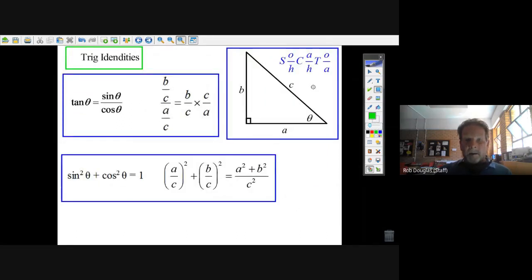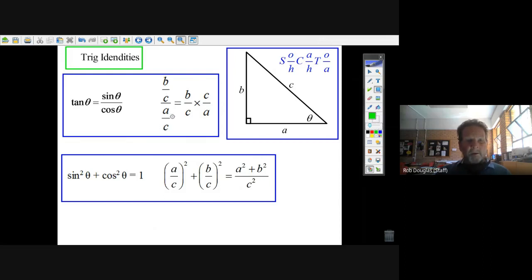If you take a triangle ABC and put an angle down there and call it theta, and you think of SOHCAHTOA, sine is opposite over hypotenuse, cosine is adjacent over hypotenuse, and tangent is opposite over adjacent, you can see here sine would be B over C, opposite over hypotenuse, and cosine would be A over C, adjacent over hypotenuse. Well, there's sine over cosine.